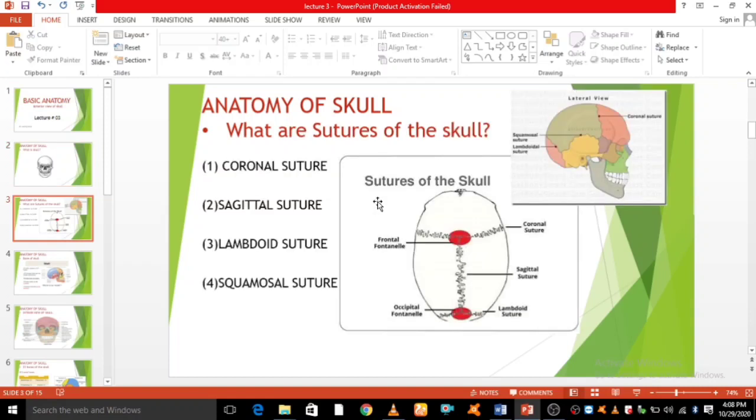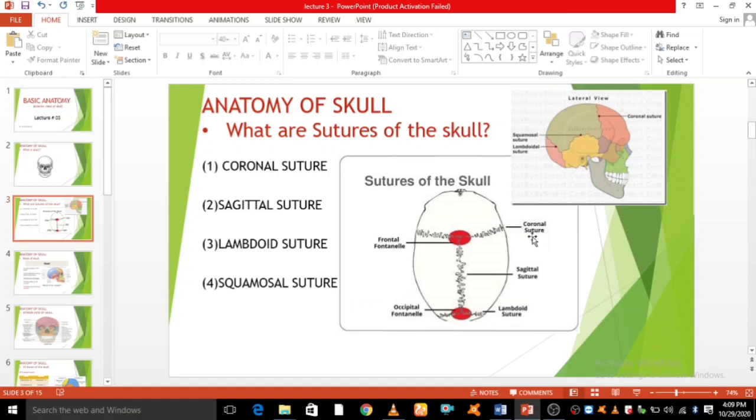What are the sutures of the skull? What is a suture? A suture is a fibrous joint connecting the bones of the skull. To the unknowing individual, this shallow groove may look like a fracture, but we call it a suture. We have different kinds of sutures in the skull: coronal suture, sagittal suture, lambdoid suture, and squamosal suture.